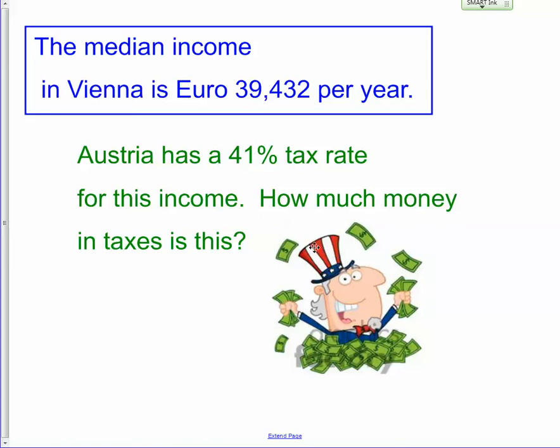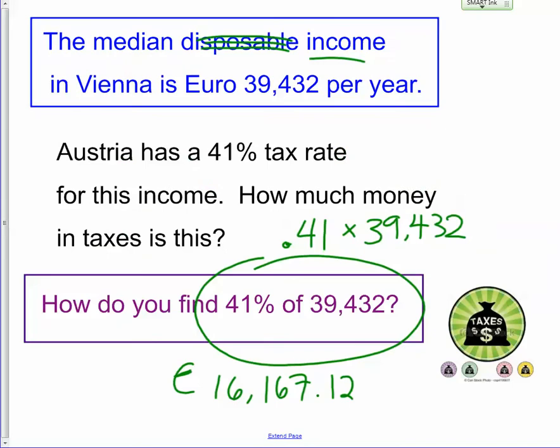So I said, how much money in taxes would that be? So the way to find that, it wasn't disposable income, I had to take that out, is you need to find 41% of 39,432 euros. So that's 0.41 for 41%, and you just multiply, and you get 16,167 euros and 12 cents. That's how much money you would have to pay to the Austrian government in taxes.